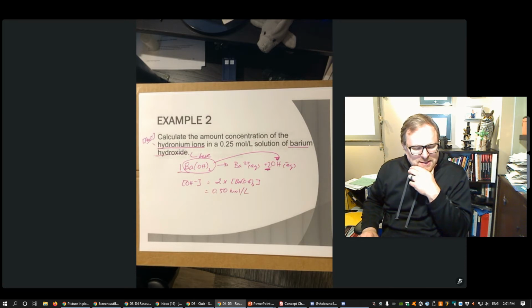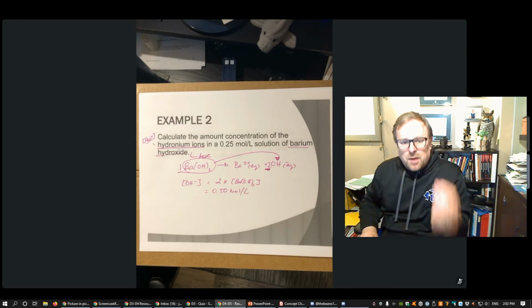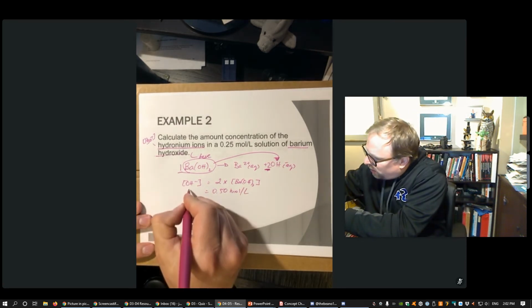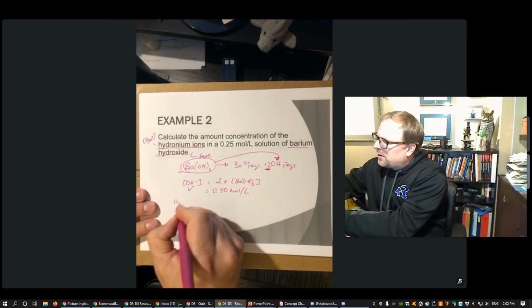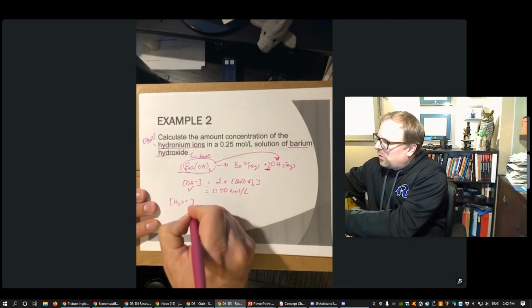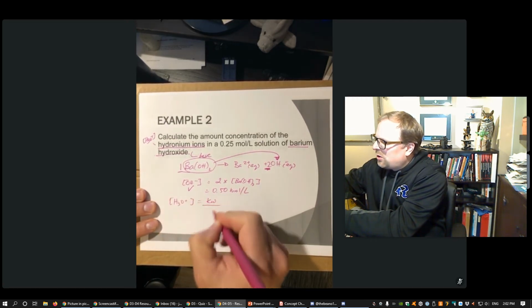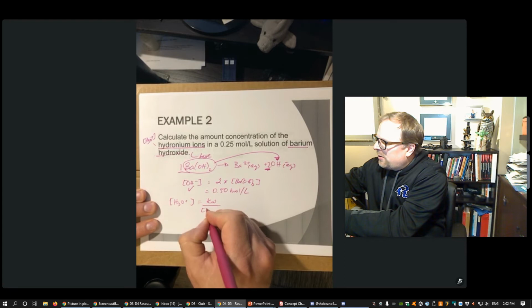Now, with that said, what is our hydronium ion concentration? Because we've got our hydroxide ion concentration. What is our hydronium ion concentration? Well, we're going to use our water ionization constant again to sort that out.